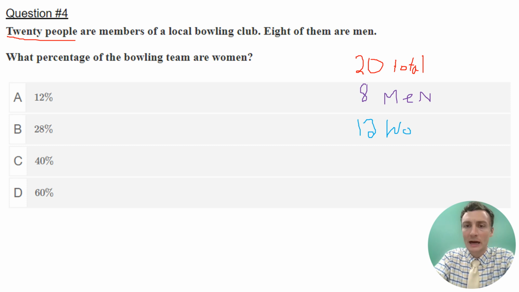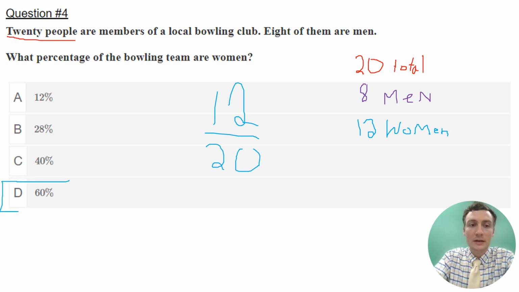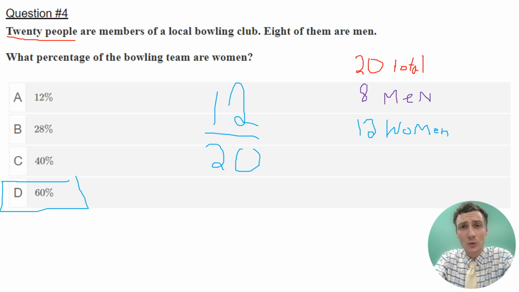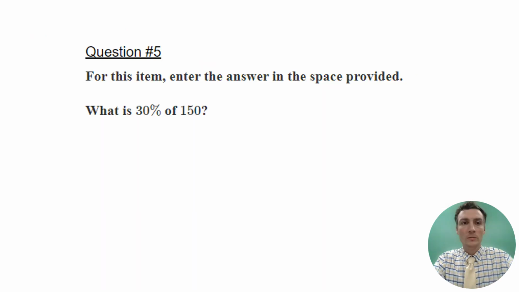Okay, now when I see this, I now know that the percentage of the bowling team that is women is 12 over 20. When I do 12 divided by 20 in my Desmos calculator, I get 60%. Now, please make sure that you're checking to see what percentage it's asking for. What is the question really asking for? It would be so easy to do just 8 over 20 on this problem. So please take your time, slow down. 10 questions means you have enough time to answer all of them if you've done the work beforehand.